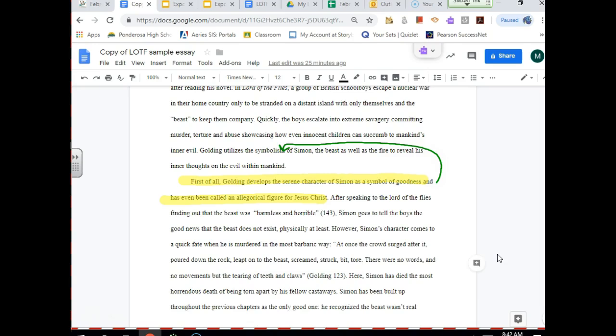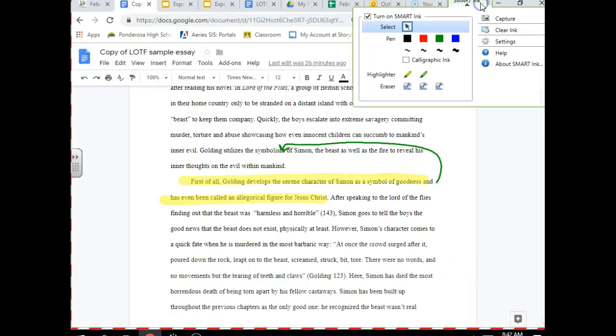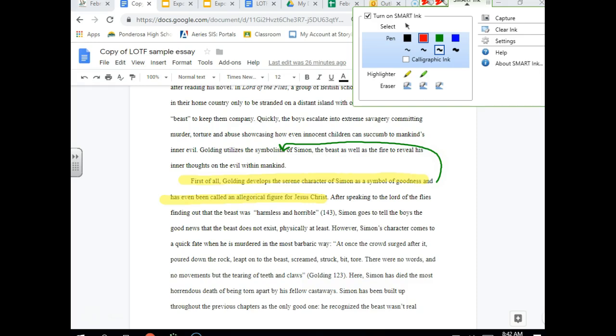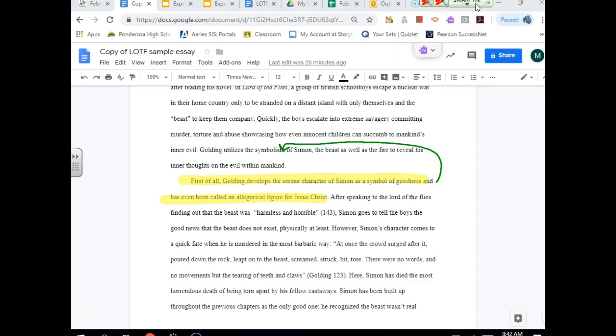Alright, where is my evidence portion? Zayla. It wouldn't be a verse quote. Okay. So remember, the evidence portion is where you set up your quote as well as the quotes. Okay, so I'm going to put pink. I don't have pink, so I'm putting red. Okay, so after speaking to the Lord of the Flies, finding out that the beast was harmless and horrible, Zayla, tell me where to stop highlighting. Okay. Simon goes to tell the boys the good news that the beast does not exist, physically at least.